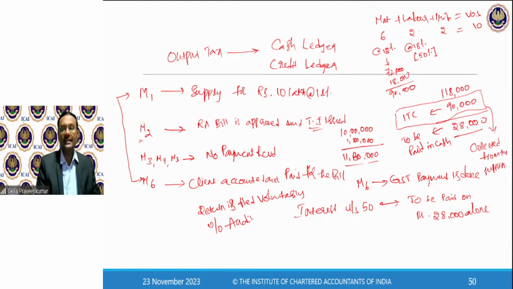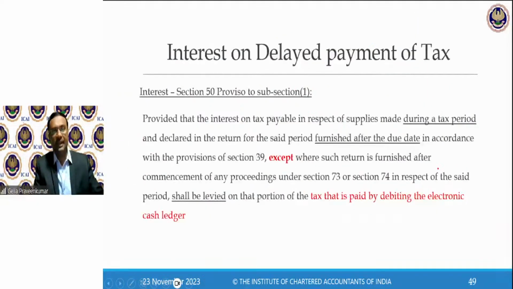By virtue of this, the provision says that pay interest only on the net cash portion. This is what section 50, subsection 1 talks about. So here, they say that any return furnished after due date. Why do I furnish my return after due date? Majority of the cases, cash flow issue.